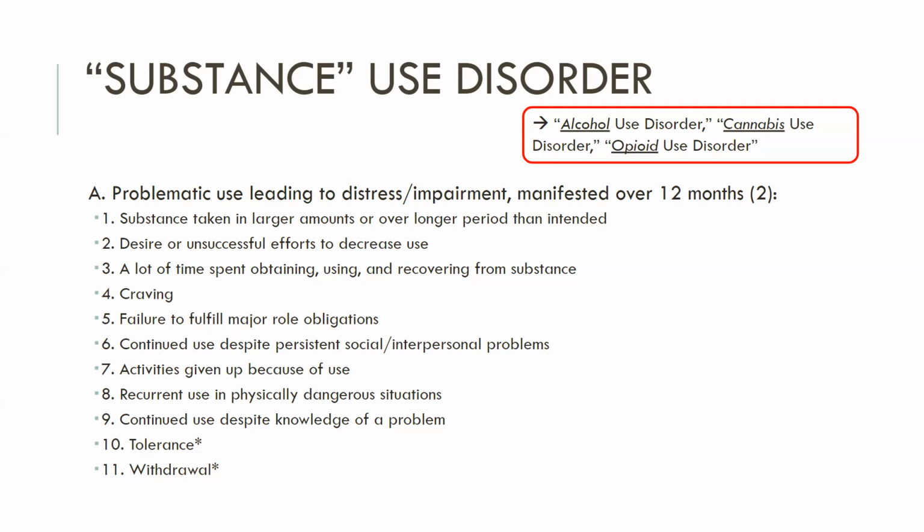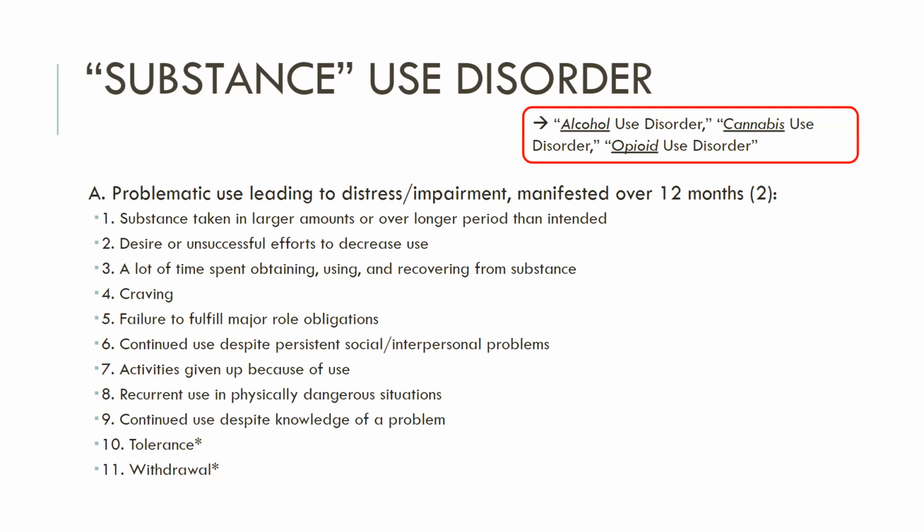So substances getting in the way of healthy relationships, or maybe even a friend, family member, or partner has expressed concern and the person is not changing their behavior. And so that's really starting to weigh on the relationship. Activities being given up because of use. So this person may stop doing other things they enjoy to spend more and more time on the substance.